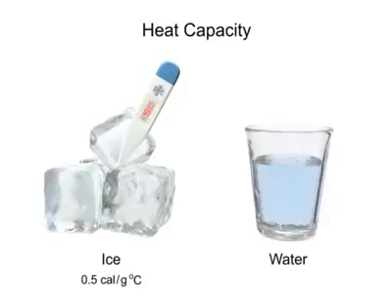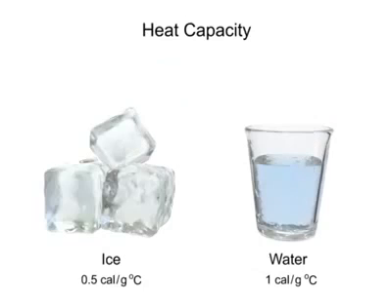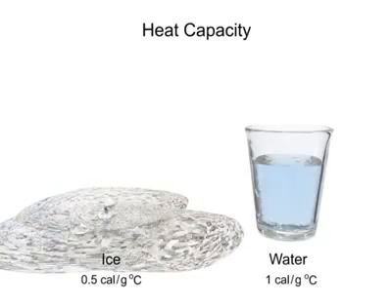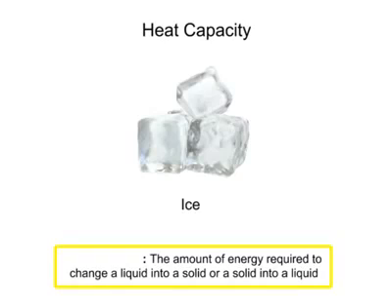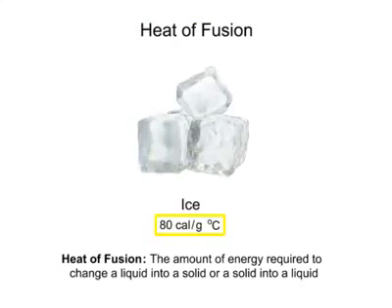As a liquid, water's heat capacity is 1 calorie per gram for every 1 degree Celsius, so it takes 1 calorie of heat energy to raise 1 gram of water 1 degree Celsius. The processes of phase change between solid, liquid, and gas also require a specific amount of heat energy. The amount of energy required to change a liquid into a solid or a solid into a liquid is known as heat of fusion. The amount of heat required to change 1 gram of ice to water is 80 calories.